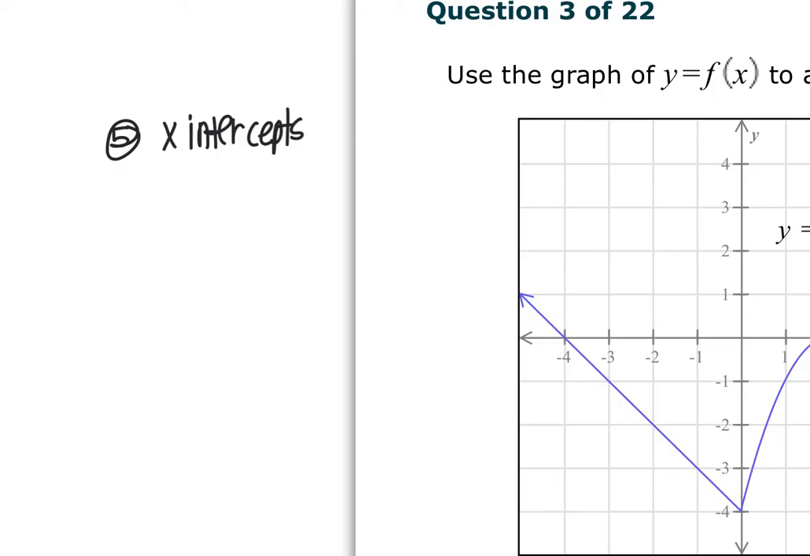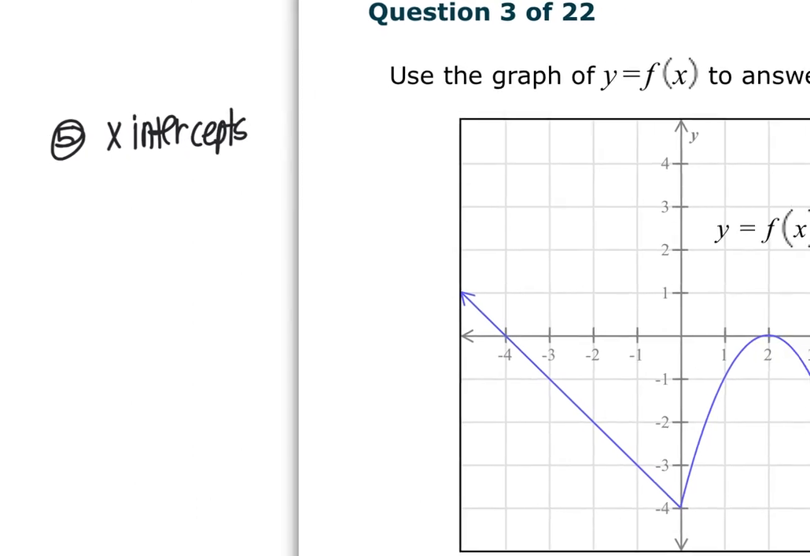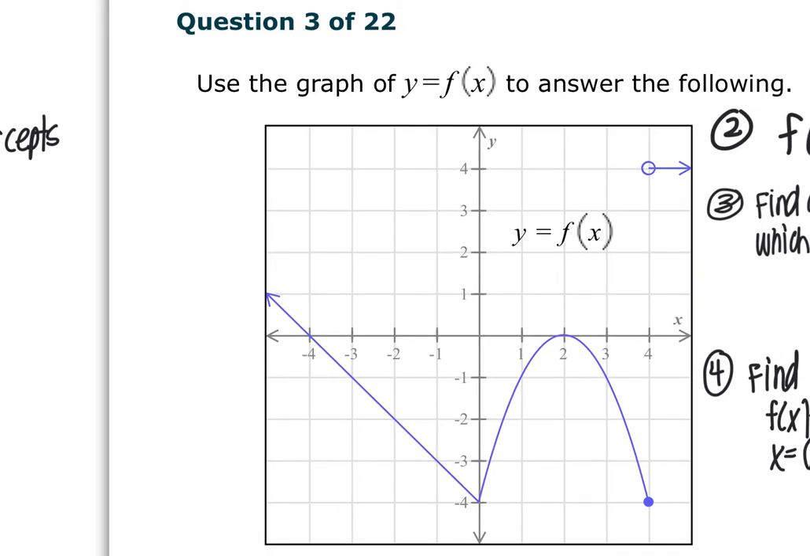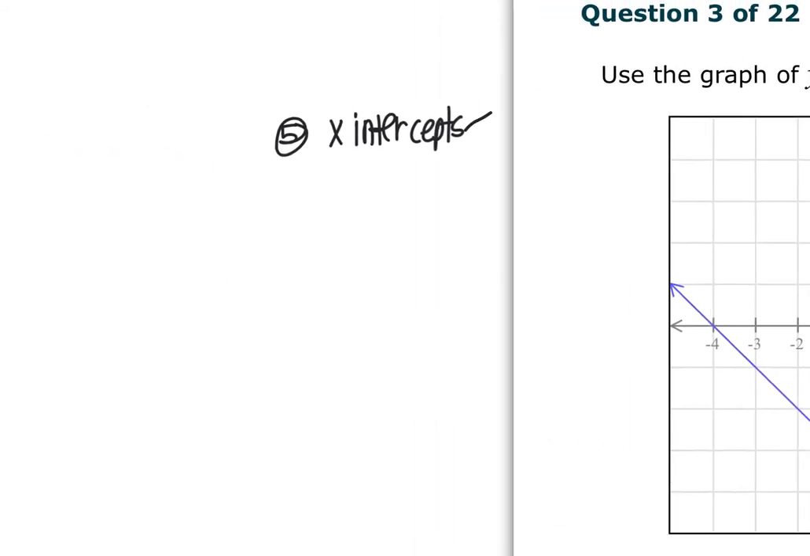Part 5 asks us what the x-intercepts are. An x-intercept is where you cross the x-axis. It wants the answer as an ordered pair. So we cross or touch the x-axis right here at the point -4, 0. Let me write that one down.